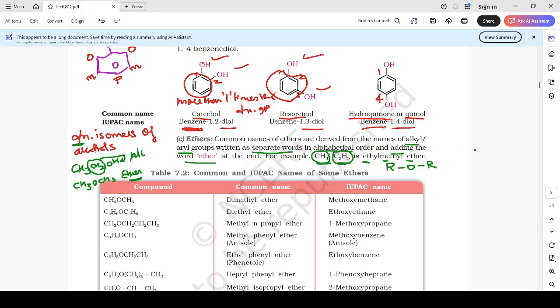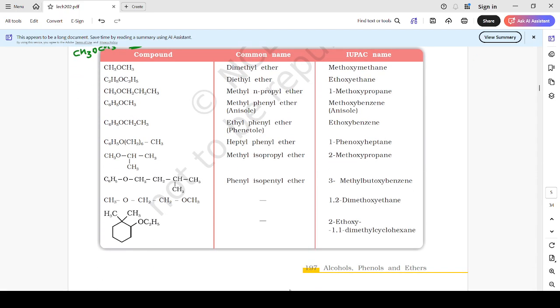Now let's go on for the common names as well as IUPAC names of some common ethers that we have. The first ether, 2 CH3 groups are there. So what will be my common name? 2 times methyl is there. Dimethyl ether. We'll first complete the common name, then we'll go for the IUPAC. Now here, ma'am, both are ethyl. Diethyl ether.